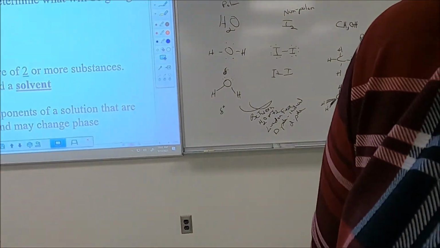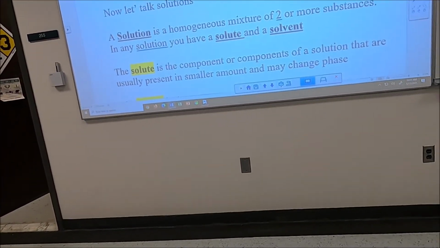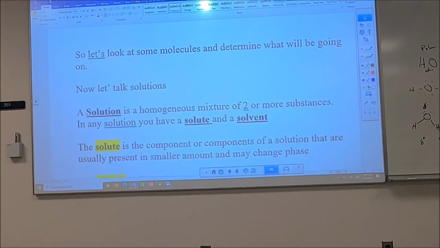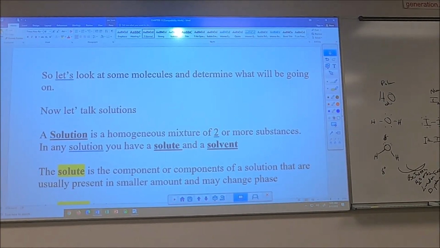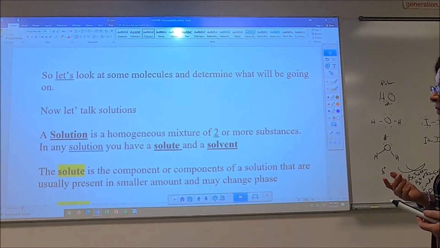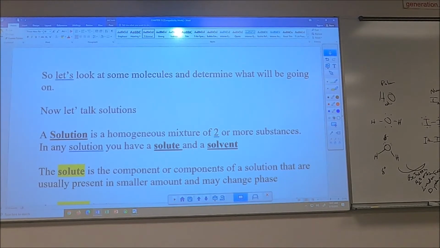Okay, back to our notes. All right, guys. Now, when we start making mixtures, we're talking about a solution. A solution is a homogeneous mixture, which means the mixture is happening on the atomic/molecular level, and it's where 2 or more substances are in physical contact with each other. They're not chemically bonded together, they're just physically hanging out.